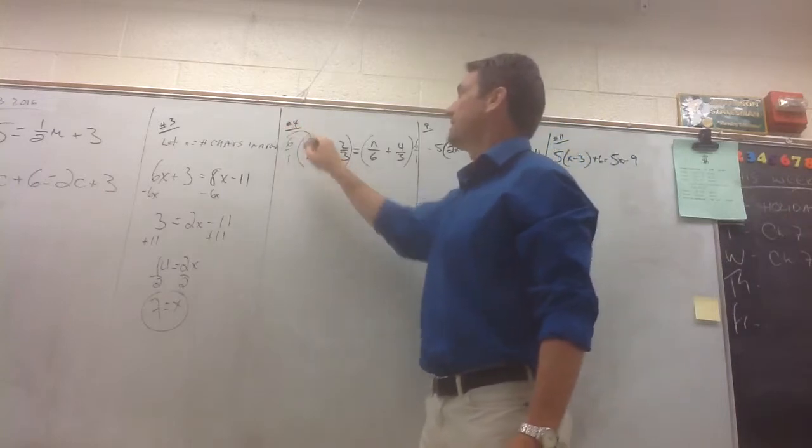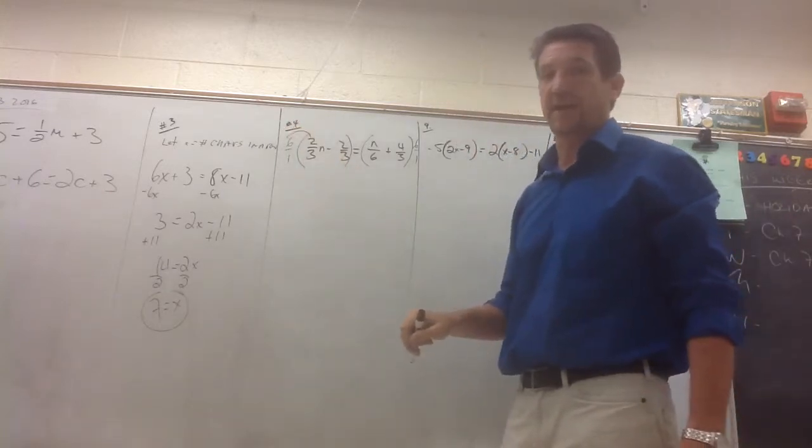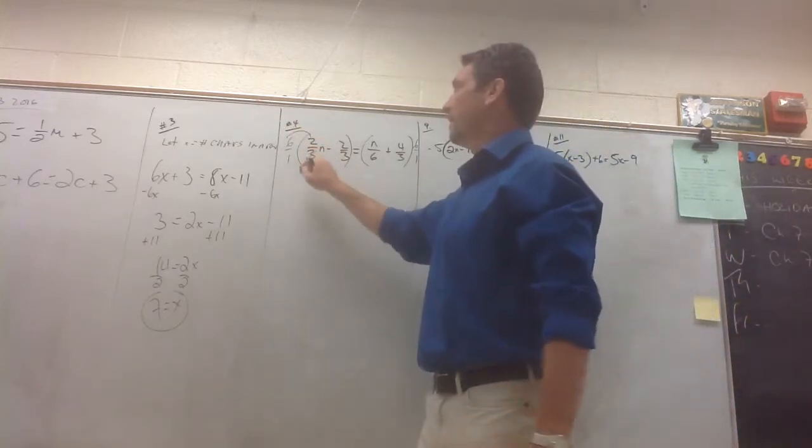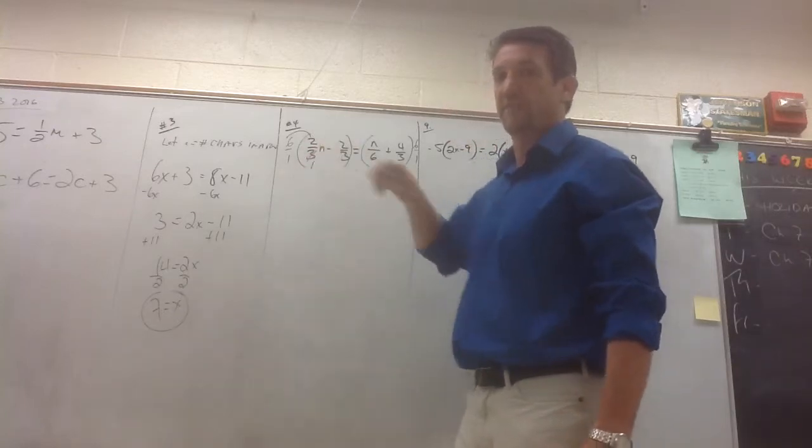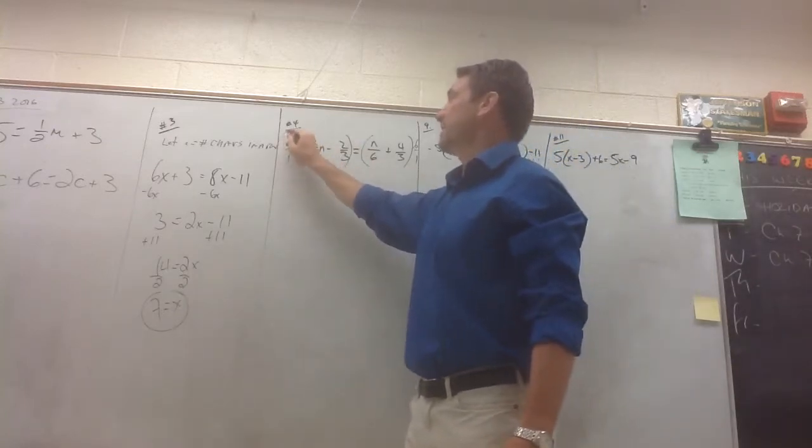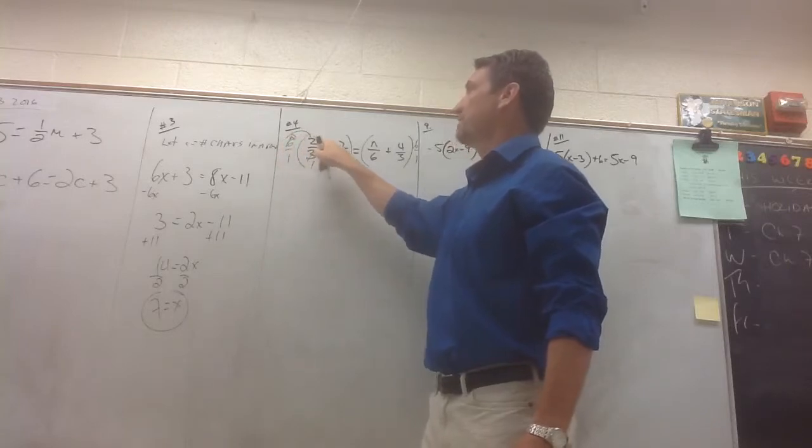Here we go. 6 times 2/3 n. Simplify. 3 into 3 once. There's how you clear the fractions. 3 goes into 6 2 times. 2 times 2n.